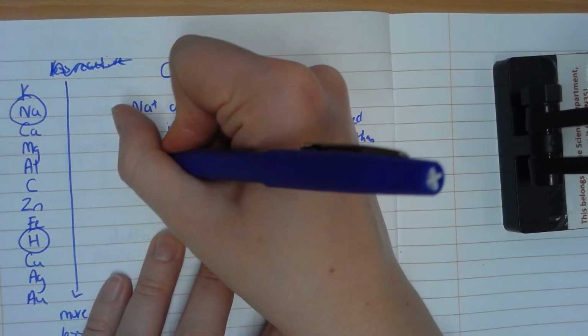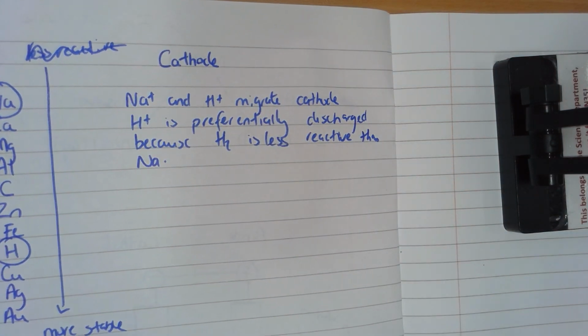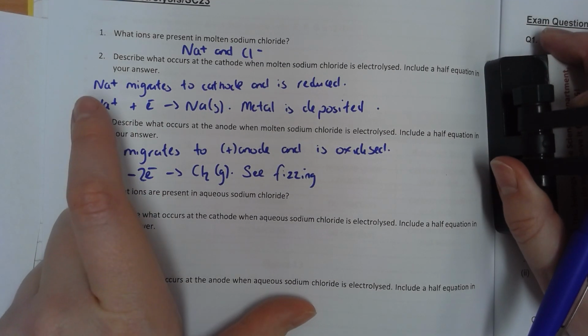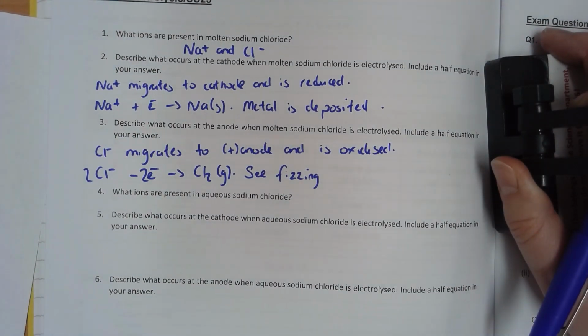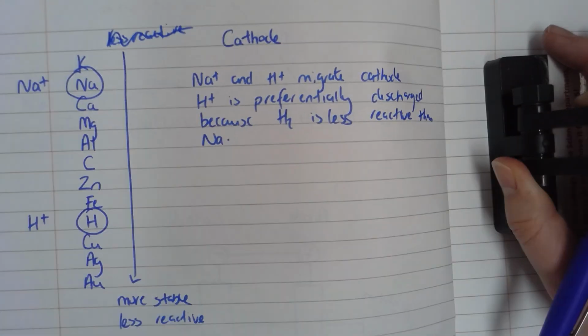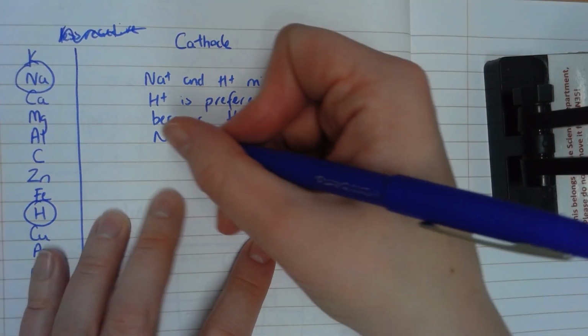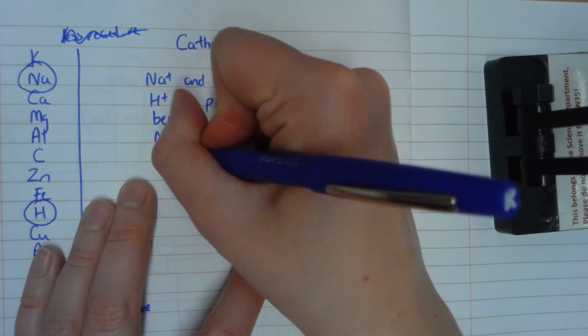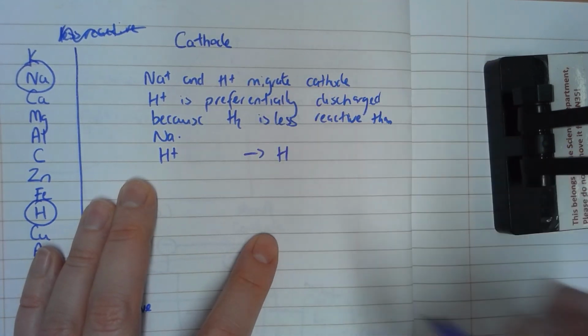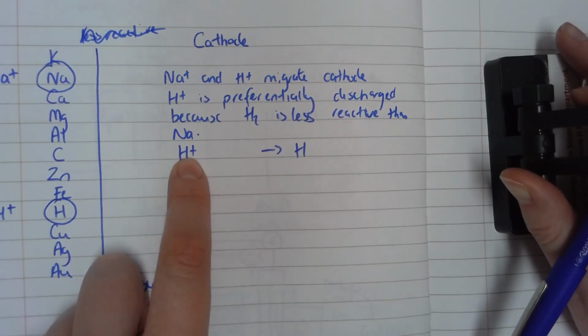So we're choosing to make the less reactive element, because remember, when we discharge sodium, as we did at the start of the lesson, you're discharging it and you're getting back to a very reactive sodium metal. So we're going to discharge hydrogen instead. Alright, so I'm going to take my H+ and I want to turn this back into H. I'm discharging it, I'm removing the charge.